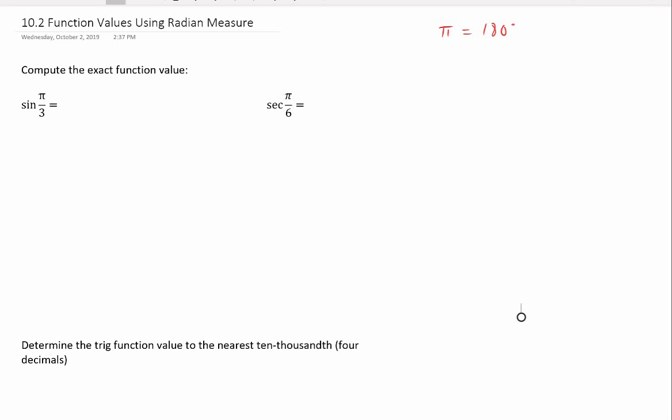So the first thing I would suggest is convert your angle back to degrees, and then do it the same as we've been doing it all the previous week or two. Convert angle to degrees, and then find the function value.